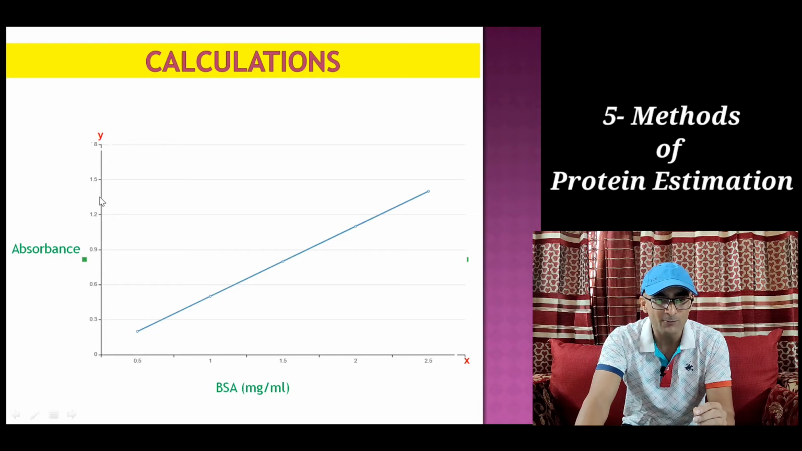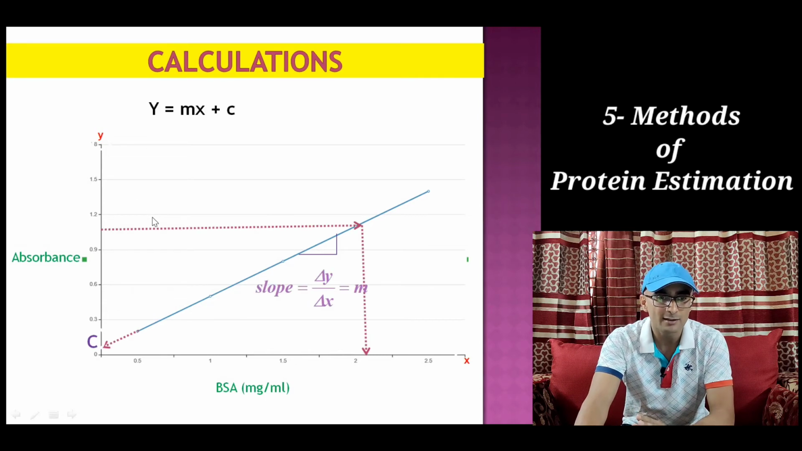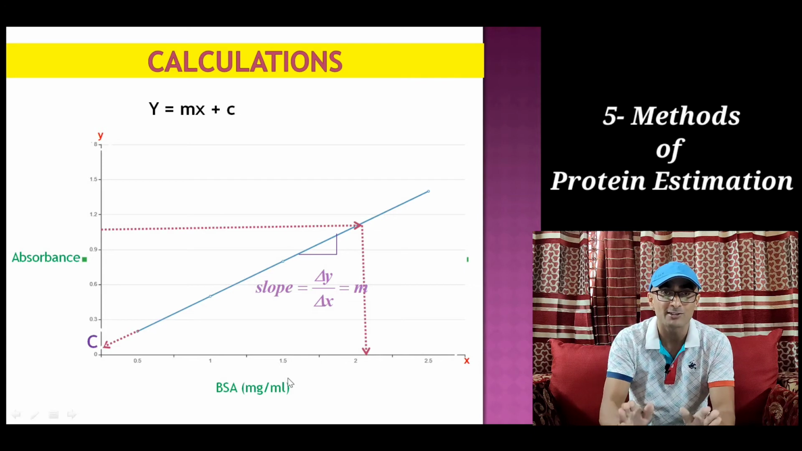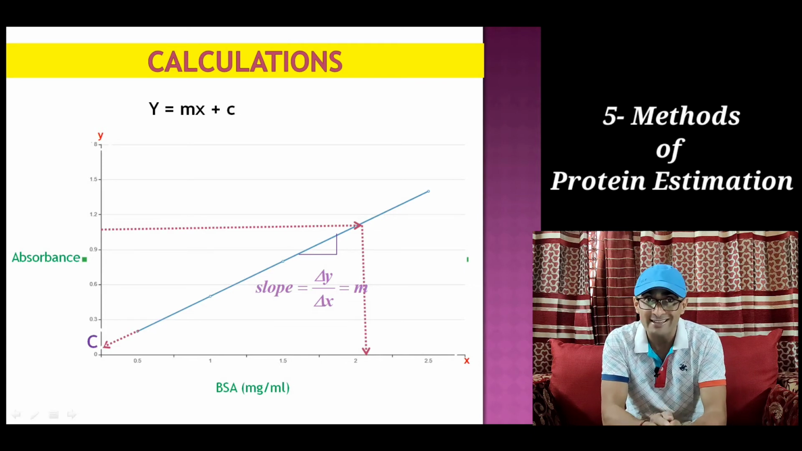Like we have seen, for the unknown sample the absorbance was 1.1 unit. So at 1.1 you can extrapolate and find out that 1.1 on the y-axis corresponds to a value of around 2.2 mg per ml. So it means your sample has 2.2 mg per ml concentration, which you wanted to quantify.